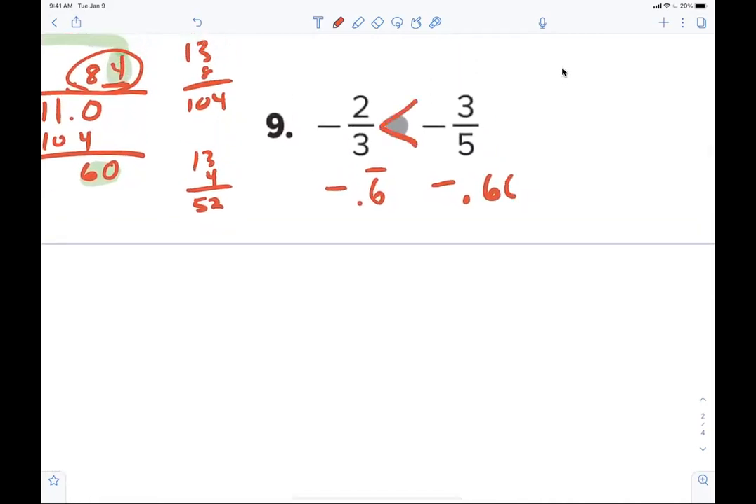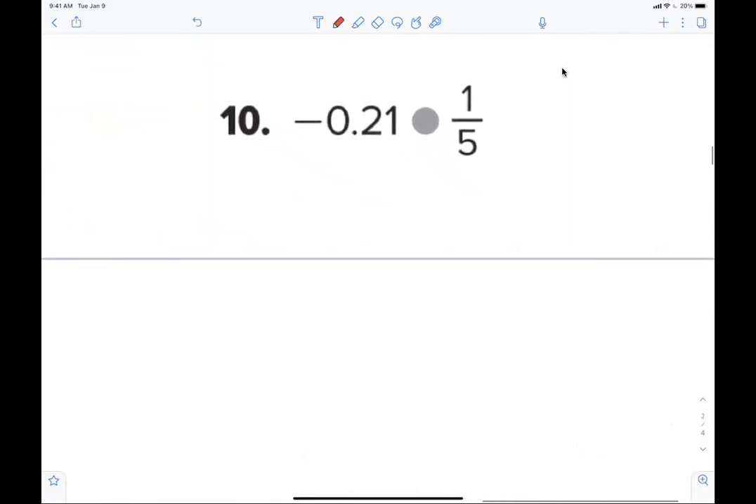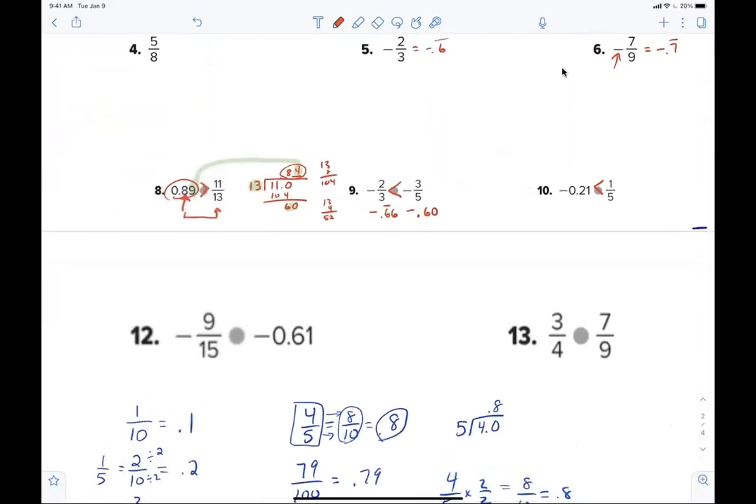Right, because this number here is a 0, but this number here is a 6. Now we're talking about negatives, right? So the more negative, the smaller the number. Right, is that good for everybody? All right, I think that's really important. All right, let's look over here. Now this one I don't have to do any work on because we know one's negative and one is what? So what has to be true? The positive is what? But we still say negative 0.21 is? Thank you, less than.